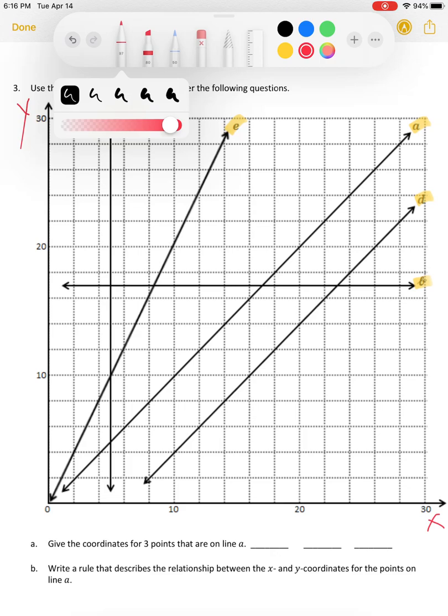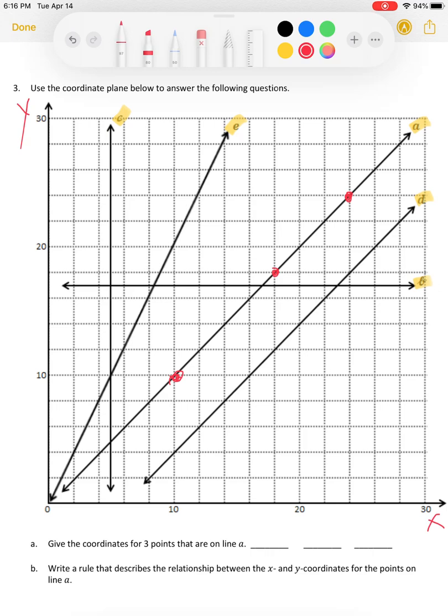All right, A says give the coordinates for 3 points that are on line A. So you all go to line A, okay? Now, we can do any 3 points. It does not say which 3 points. It doesn't give us any clues or indications. So any 3 points on that line. So I'm going to choose here, I'll go here, and then let's do one down here. Now we have to give the coordinate pair for those particular points.